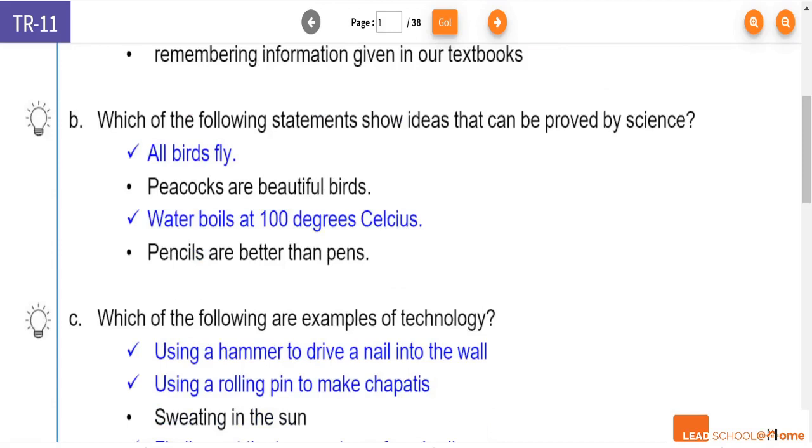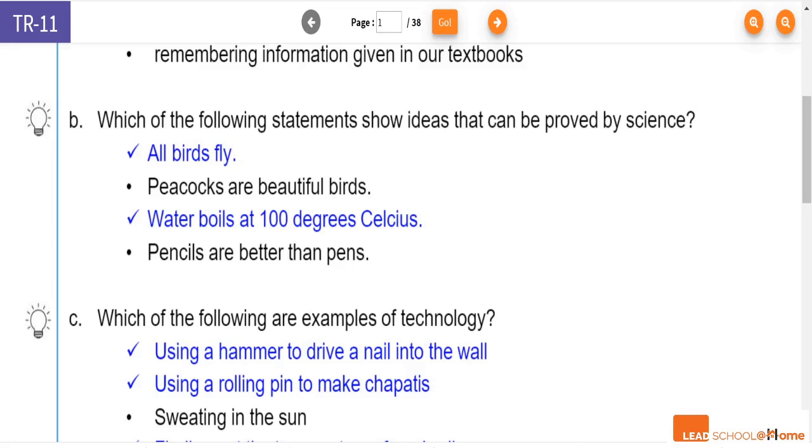Which of the following statements show ideas that can be proved by science? Right. And which are the things that can be proved by science? All birds fly. Right. This is something that science will be able to prove and then say whether all birds can fly or not. Water boils at 100 degrees Celsius. This is again something that science can prove. They test the water, they keep boiling different pots of water, and then they will look at the temperature at which it starts boiling, right? And it can be proved.